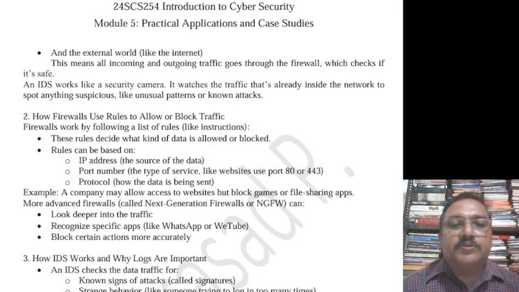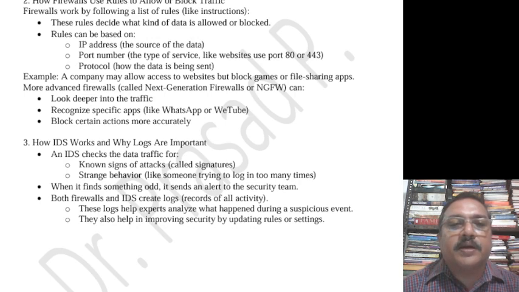How do firewalls use rules to allow or block traffic? Firewalls work by some instructions, that is, some rules which decide what kind of data is allowed or blocked. The rules can be based on the source of the data, that is the IP address, the port number, the type of service, like websites use port 80 or 443, or how data is being sent, the protocol used. For example, a company may allow access to websites but block games or file sharing apps.